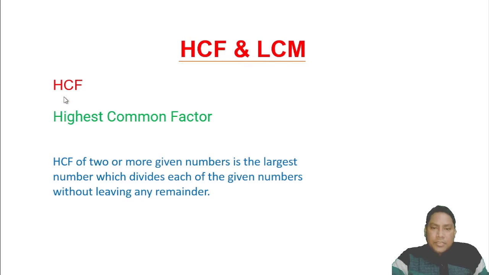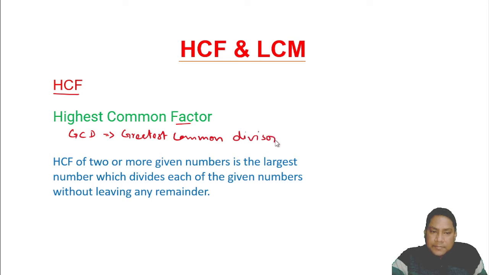First of all, we will learn the HCF. The full form of HCF is highest common factor. It is also called GCD. The full form of GCD is greatest common divisor. And the definition of HCF is: the HCF of two or more given numbers is the largest number which divides each of the given numbers without leaving any remainder.